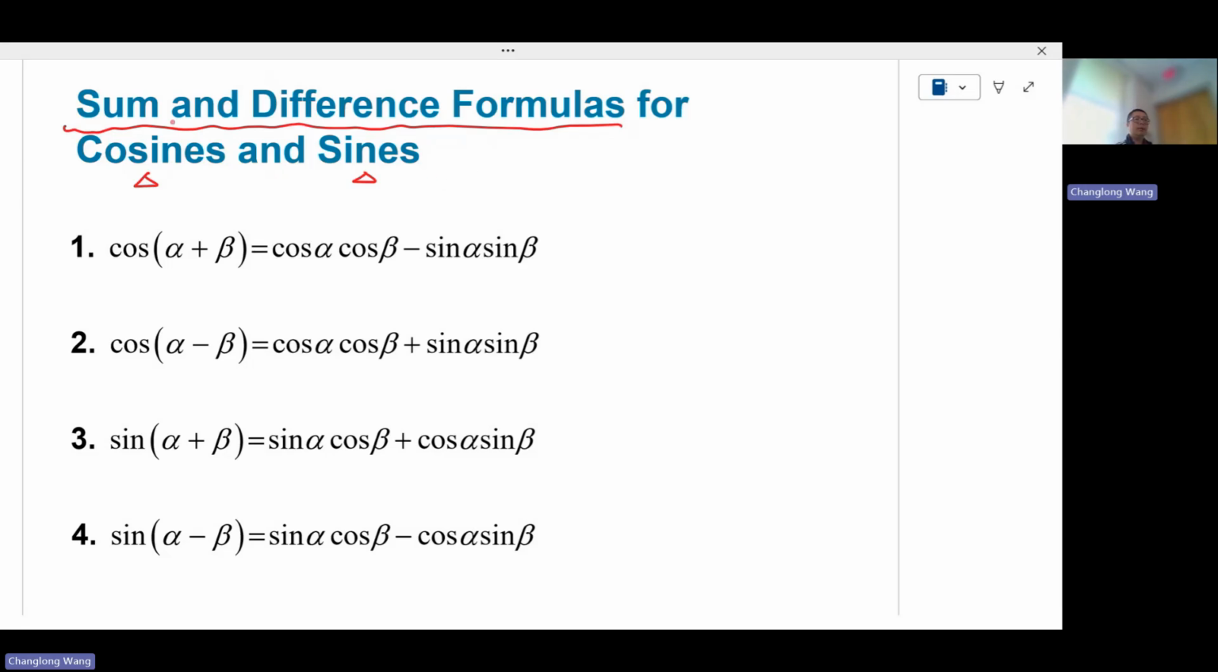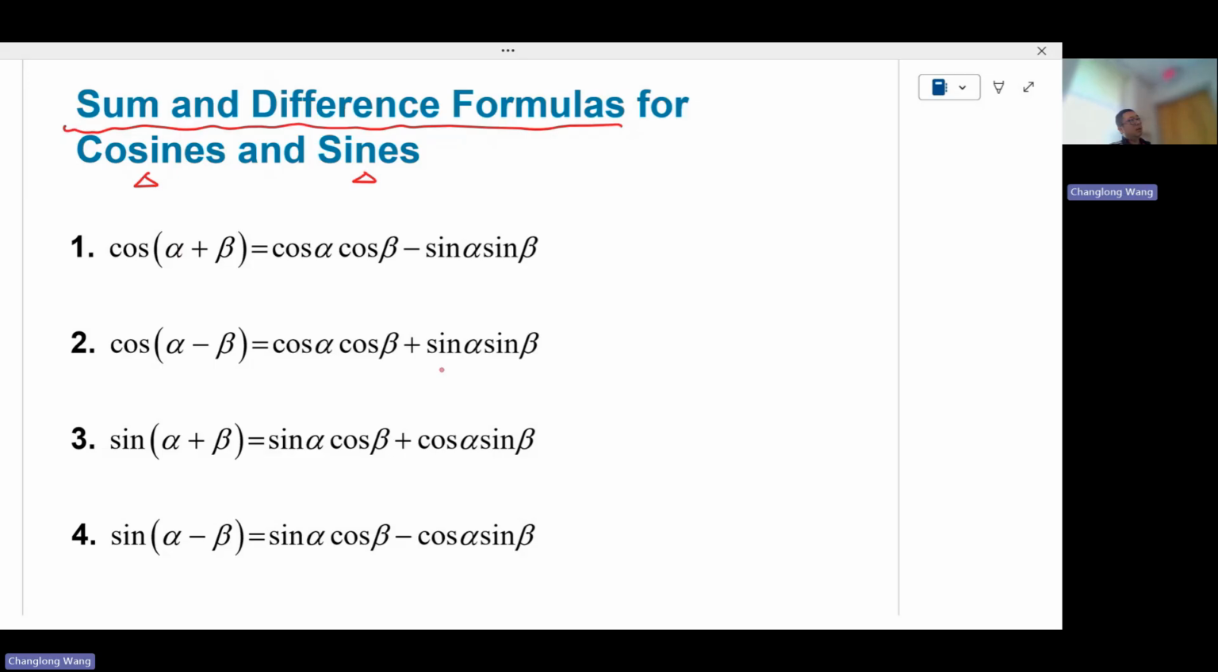Of course, we call them sum and difference because those identities are dealing with sum or difference of two angles. And these angles could be measured in degrees or radians, and however big or small or negative those angles are, they will all work out. That's why they're very powerful, and also we call them identities. That means they are things that are true no matter what.